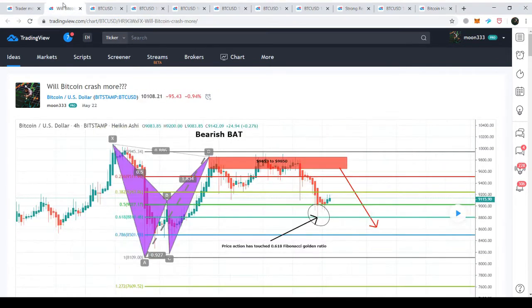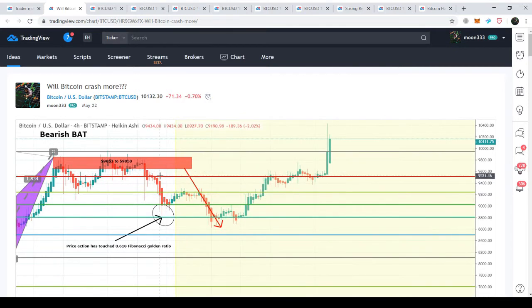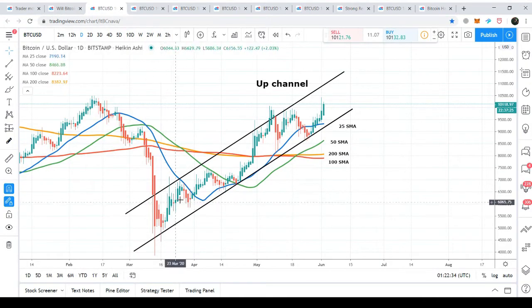First of all, I would like to show you this bearish bat pattern that was formed on the 4-hour chart, and we can see that the price action was not able to break out the resistance of this potential reversal zone, and it was continuously moving down after hitting this zone.